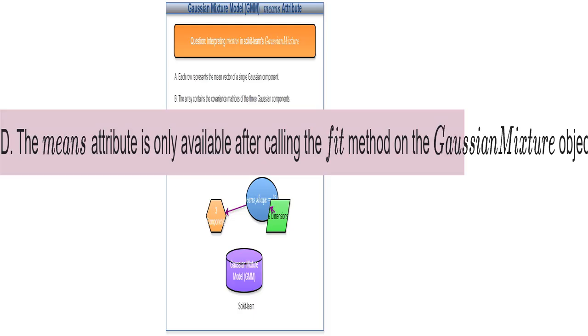Absolutely. The `means_` attribute isn't magically there. It only gets populated after you use the `fit` method to train the GaussianMixture model on your data. Before training, it's essentially empty. So, remember to train your model first to get this attribute.